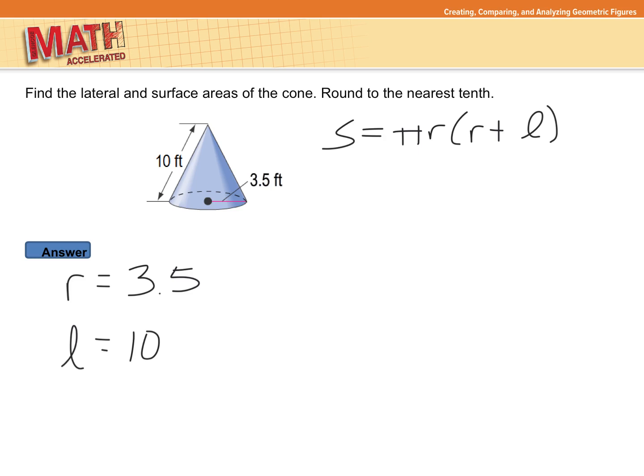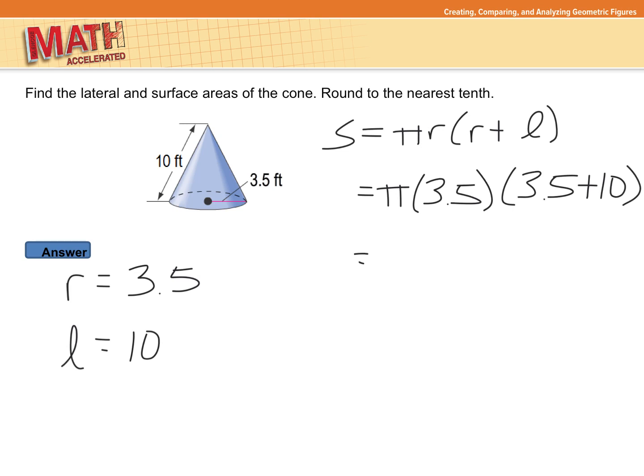Do we need to do anything else before we plug it in? No. Plug it right in. So we have pi times 3.5. Just make sure you plug them into the correct spots. 3.5 plus 10. Okay, what needs to happen first before you plug it all into your calculator? Which parentheses? The addition, right? This has to happen first. What's 3.5 plus 10?